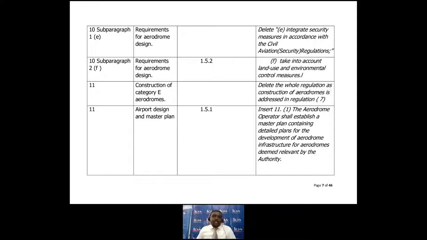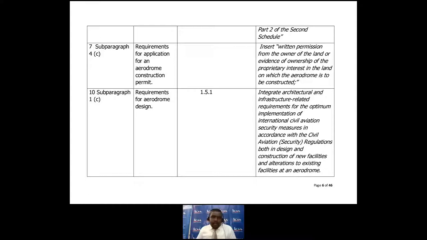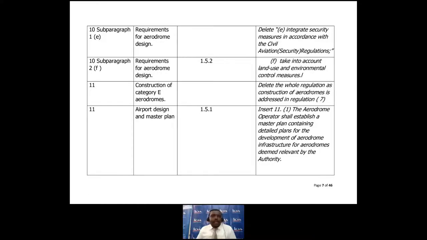Next is the regulation 10, sub paragraph 1E on the requirement of aerodrome design. You are to delete that provision, integrate security measures in accordance with the civil aviation security regulation. And in the previous change, we have rewritten this to have whatever is provided in 1.5.1. Next, we also introduced a subparagraph F. That is to take into account land use and environmental control measures.